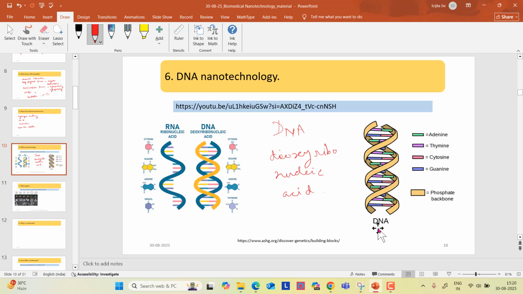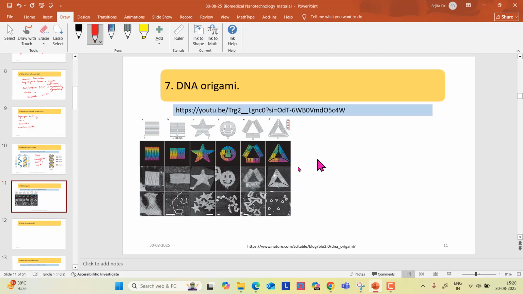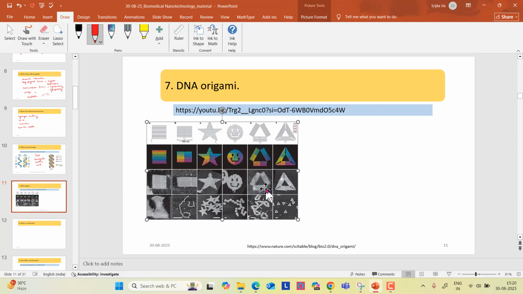DNA nanotechnology means we are using this DNA to form different kinds of nanotechnology which are applicable in our biomedical research, medicine, drug delivery. Everywhere DNA nanotechnology is used. Okay. Next comes the DNA origami. So it is the same thing. We are using DNA to make small nanostructures, and we call it DNA origami. Okay.